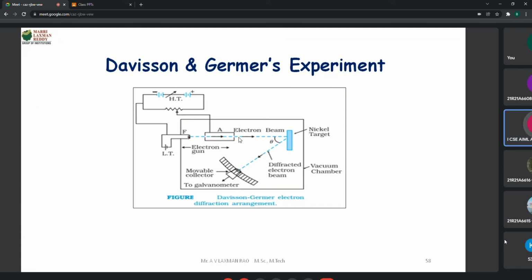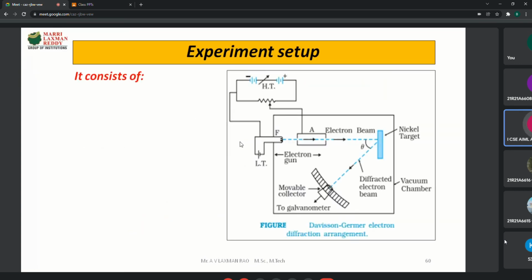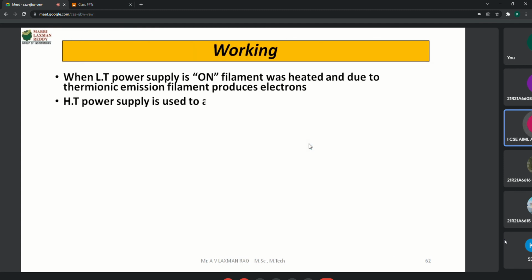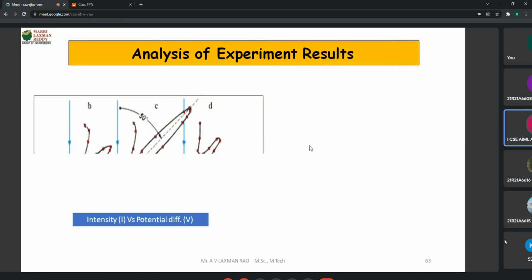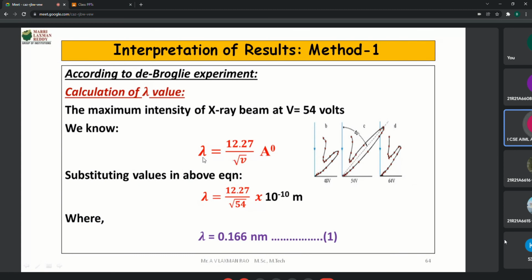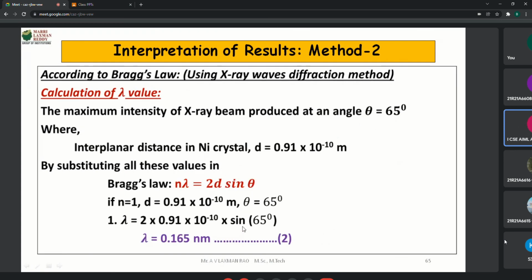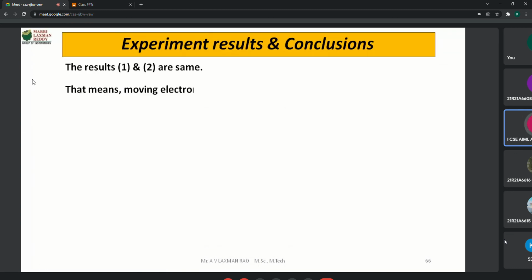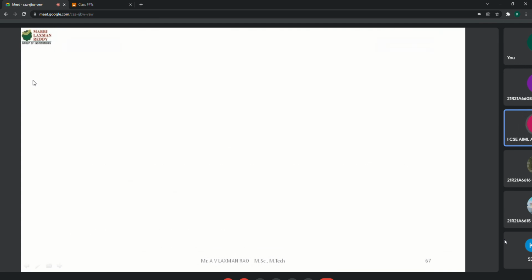Now, the Davisson-Germer experiment. You have to draw this diagram. Dual nature of material particles: when an electron is moving, it moves like a wave, which is explained by the Davisson-Germer experiment. Draw the diagram, list the apparatus, and write the working. When power is on, electrons are generated, and a nickel crystal is used as the target. We compare the lambda value from this experiment with the known X-ray diffraction method. If the results are the same, the particles behave as X-ray waves. So a moving electron is a wave. In this way, wave nature can be explained.